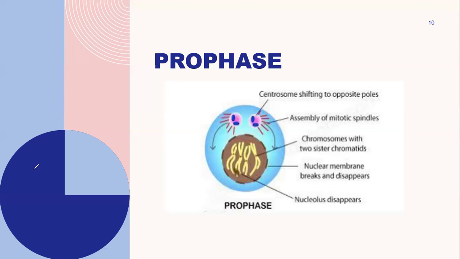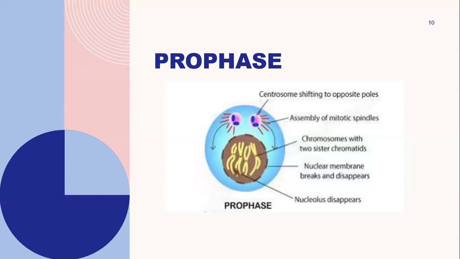So in prophase, centrioles move to opposite poles. Spindle fibers begin to form, the nuclear membrane disintegrates, and chromosomes become visible, okay? And they are becoming visible because they are coiling and shortening. I hope that is clear.